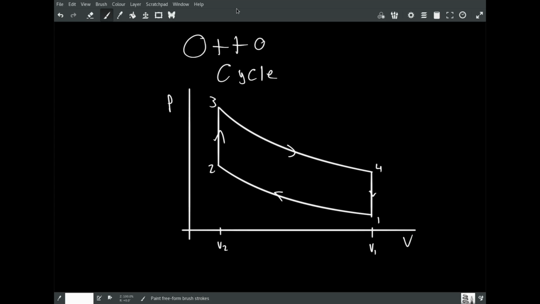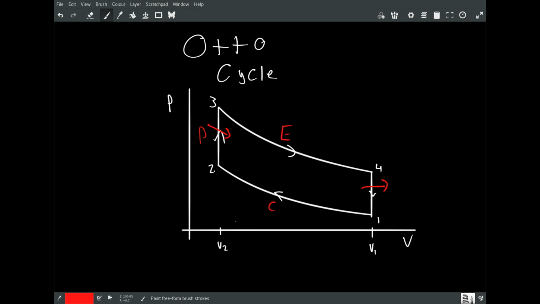Hello everybody, it's Spider Pilot 747 here, and today we're talking about the Otto cycle, which is a thermodynamic cycle consisting of an isentropic compression followed by a constant volume process. It's a constant volume heat addition, so we'll have a heat input, followed by an isentropic expansion, followed by a heat output. Now, this is a representation of the type of cycle you would see in a gas engine.